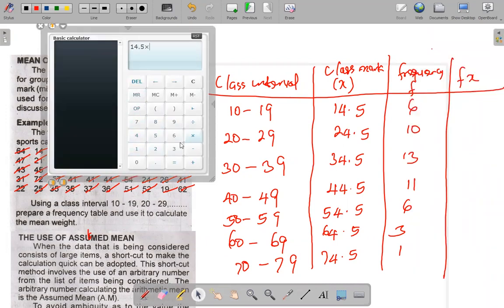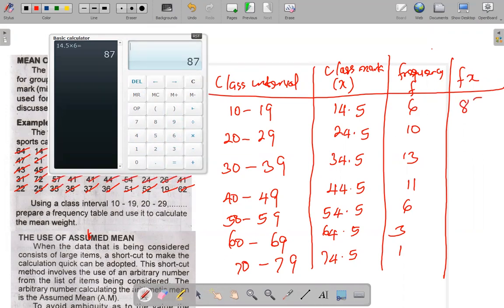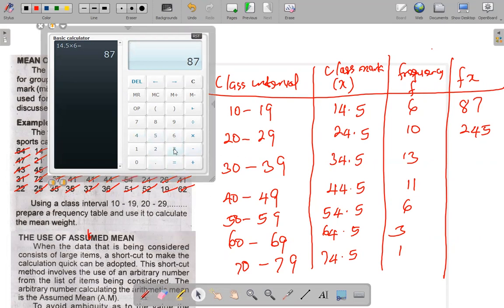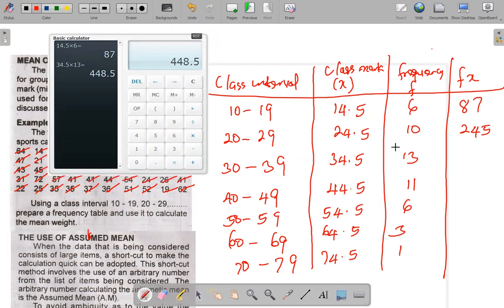14.5 times 6, 87. It should be 245. I just move the decimal point by one position because this is 10 I'm multiplying by. Then 34.5 multiplied by 13, 448.5.